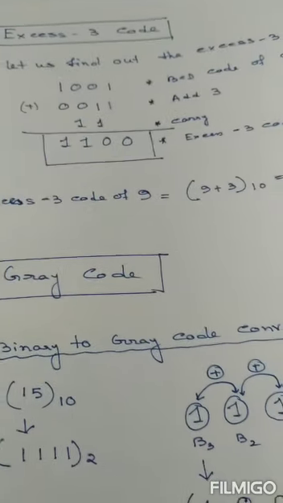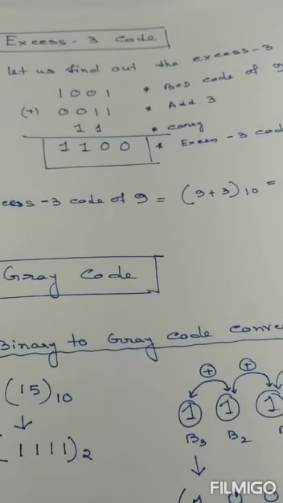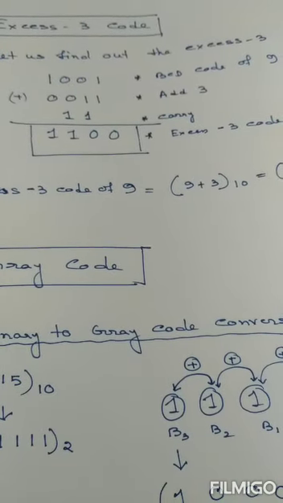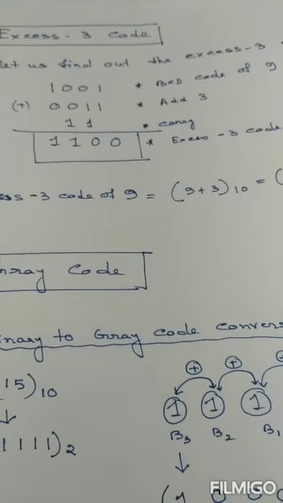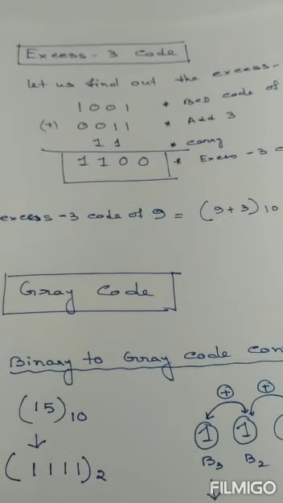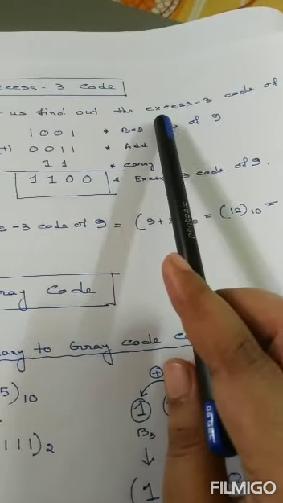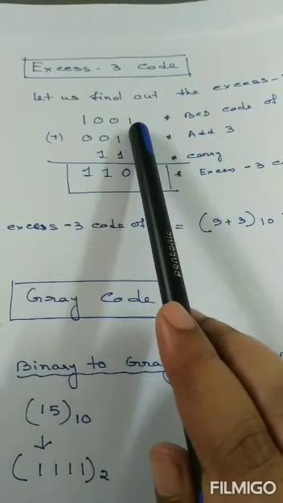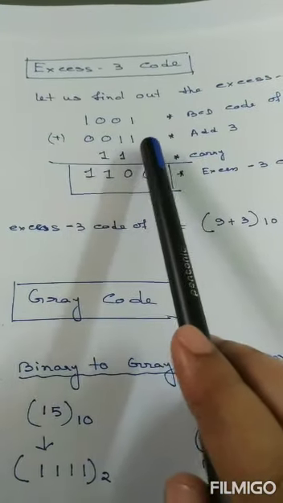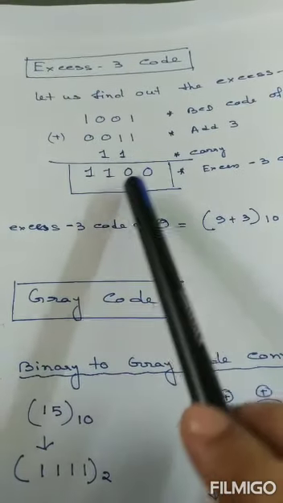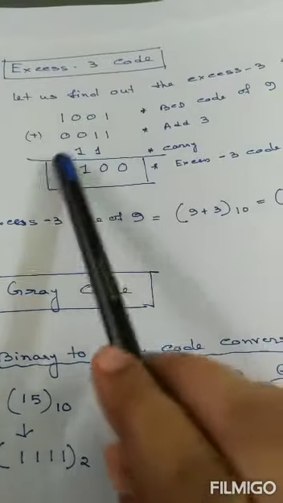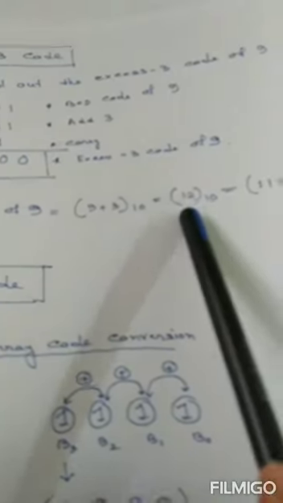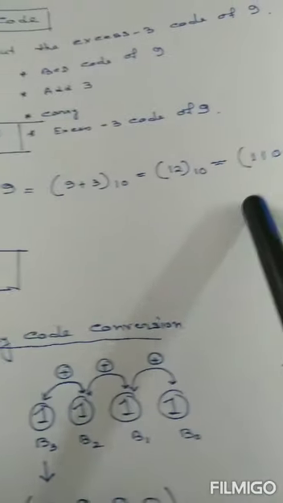Next point is XS3 code. Basically, XS3 code is a modified BCD code. It is obtained by adding 3 to each digit of the decimal number, and then it is represented by a 4-bit binary code. Suppose we take an example, that is the XS3 code of 9. The BCD code of 9 is 1001. Then add 3, which is 0011. Then simple addition gives 1100. This is the final answer. So we can say 9 plus 3 is 12, and the binary representation of 12 is 1100.